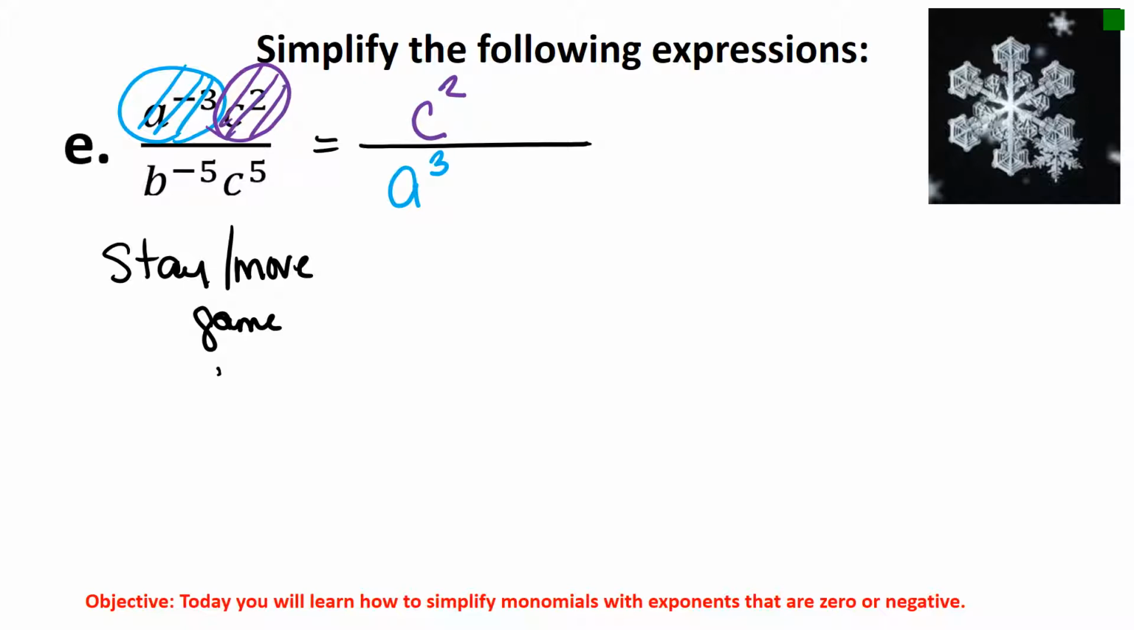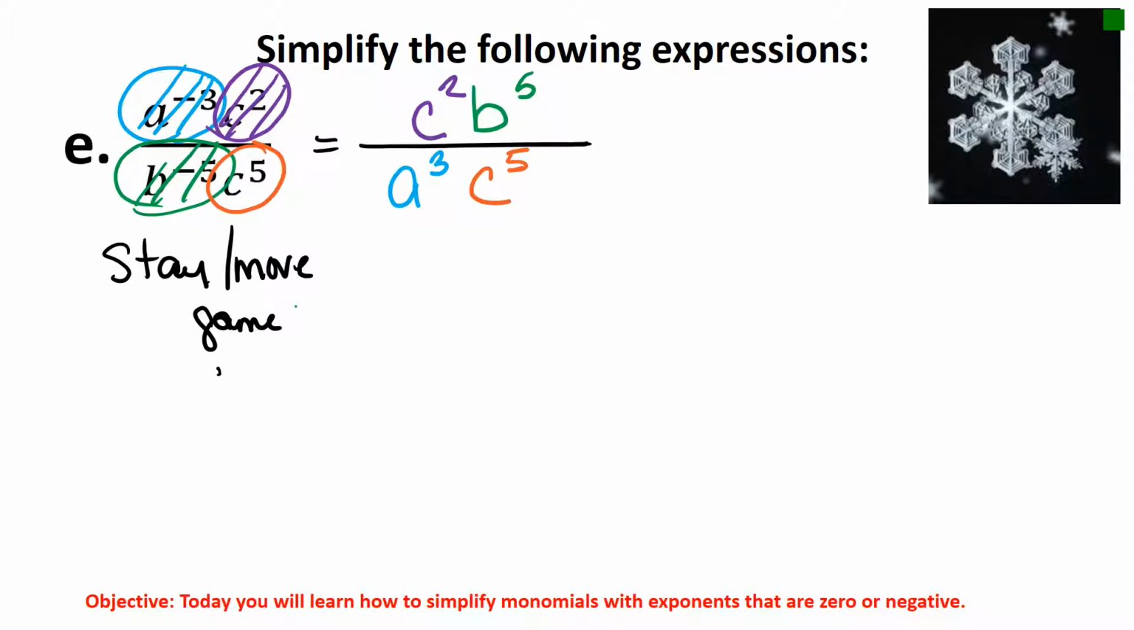And it's done. We've talked about it already. B to the negative 5. It's got a power. It's negative. So we're going to move it up to the top and turn that power into a positive. Now it's done. And the last one we've got, c to the 5th. It's got a power, but it's positive, so we just leave it where it is.